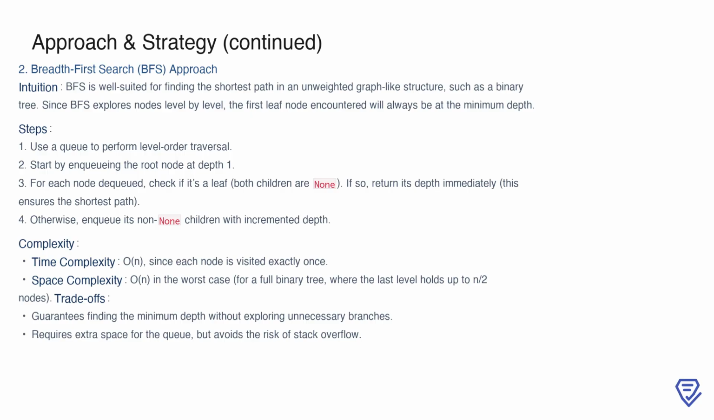Another effective method for solving this problem is the breadth-first search, or BFS, approach. Unlike DFS, which explores depth first, BFS traverses the tree level by level. This makes it ideal for finding the shortest path, as the first leaf node encountered during the traversal will always be at the minimum depth.